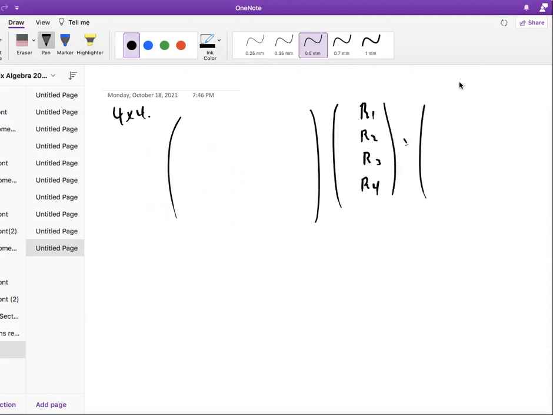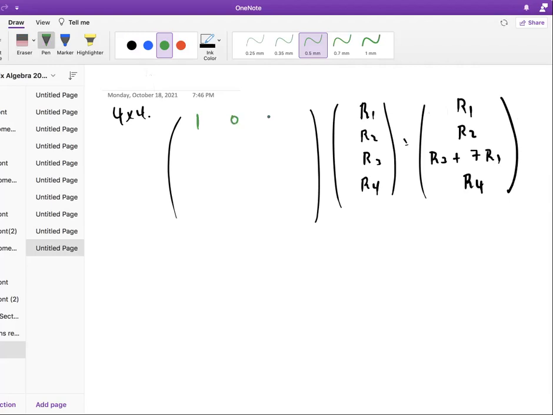And let's do row 3 plus, it's an actual number, plus 7 row 1. All right. What do you think the first row would be? Wow, that was quick. Good.